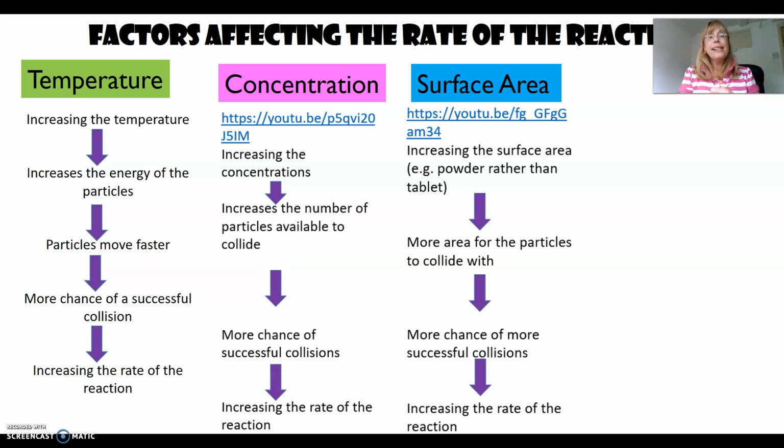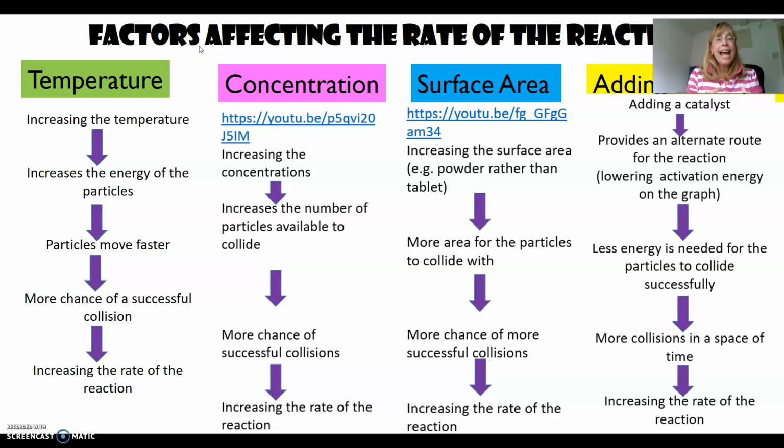Surface area. If I increase the surface area by crushing it into a powder, what happens? There's more area for the particles to collide with the other particles, and therefore more chance of successful collisions, and the rate of the reaction increases. And finally, if I add a catalyst, the catalyst lowers the activation energy of the reaction, and therefore there's less energy needed for the particles to collide successfully, increasing the rate of the reaction. And remember, the beauty of using a catalyst is you can use it again and again.